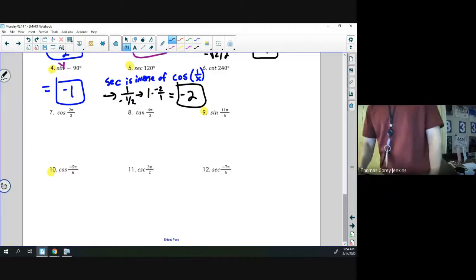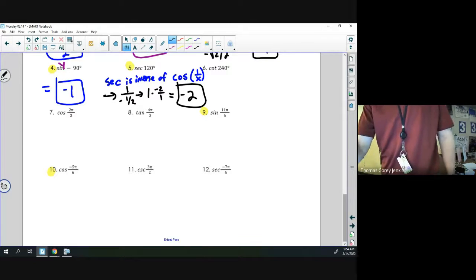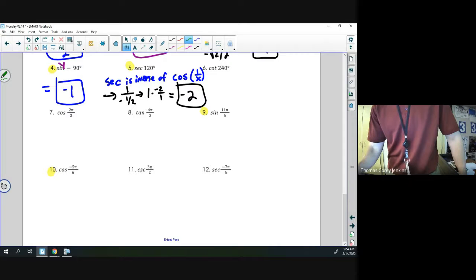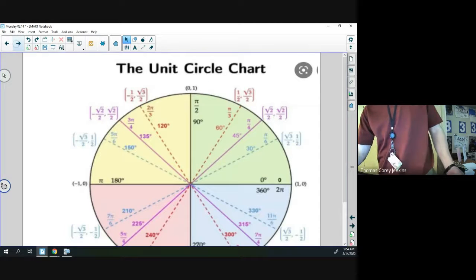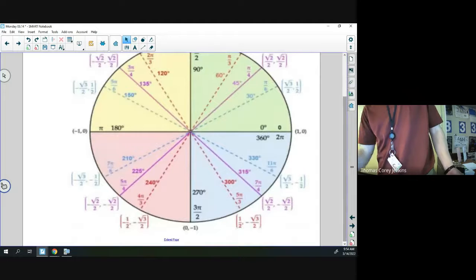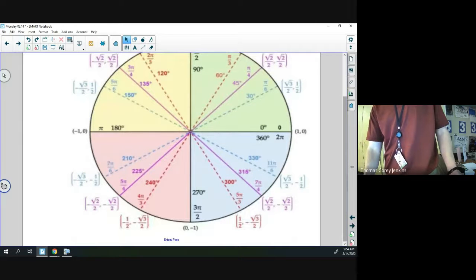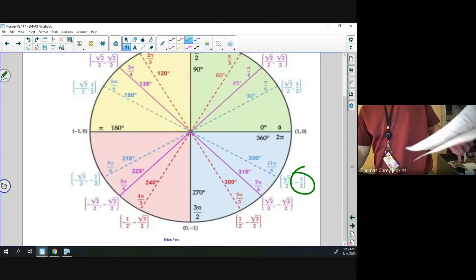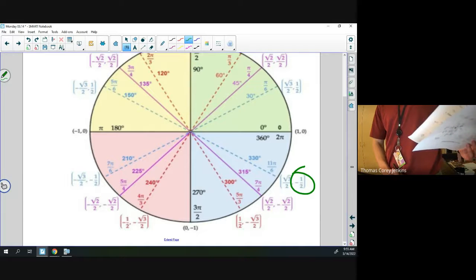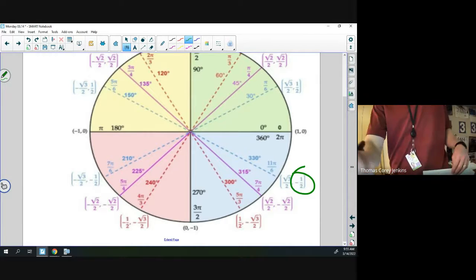Okay, so sine, looking at number 9. Sine, I know I want the y value. Okay, sine, I want y for 11 pi over 6. So I go find where it is. Looks like 11 pi over 6 is in quad 4, almost a full turn. And so my y value at that point is -1/2.